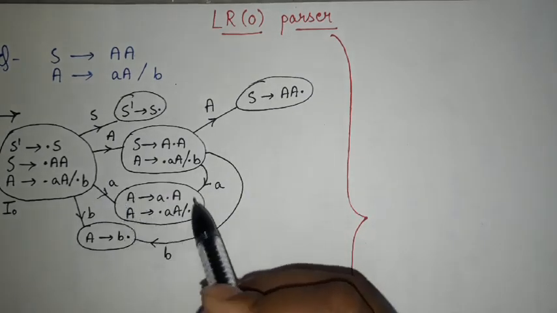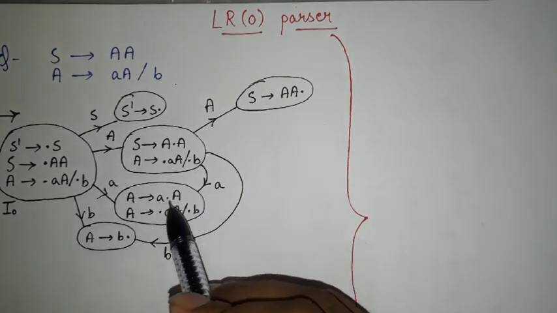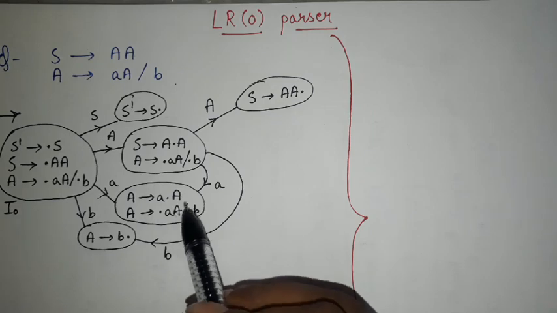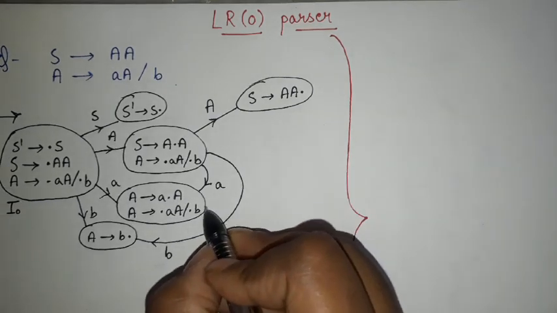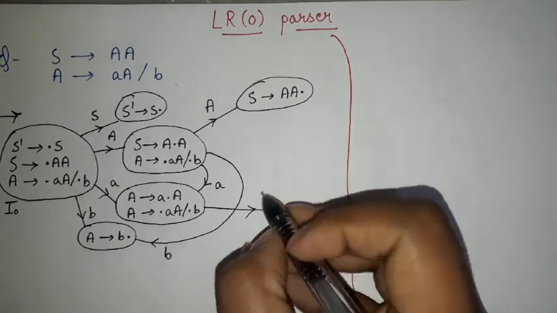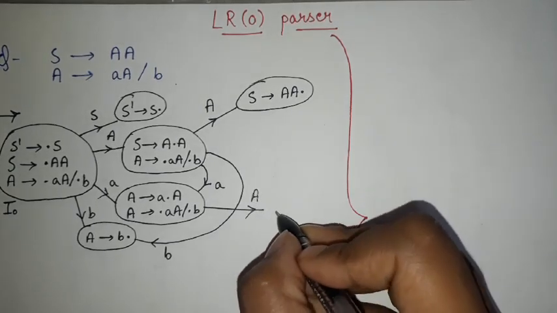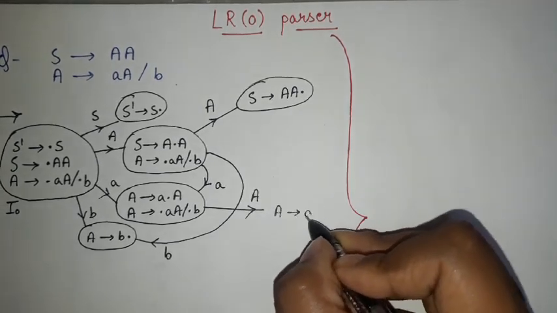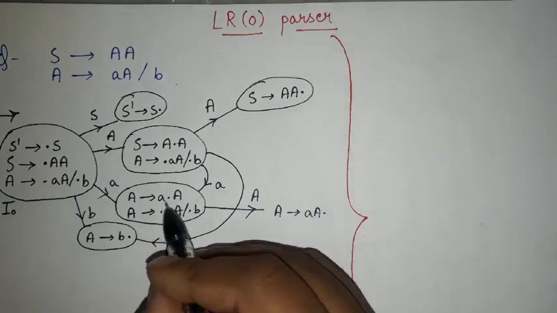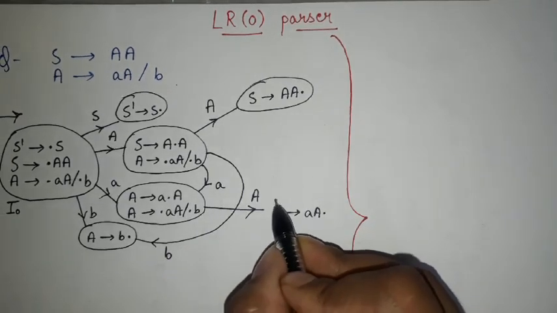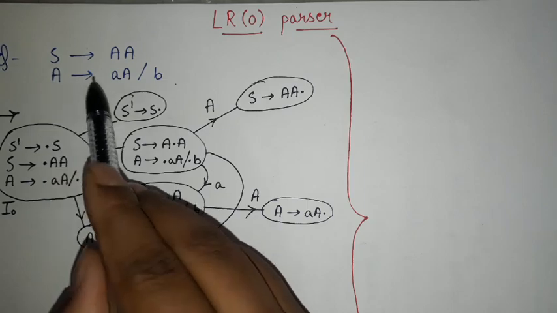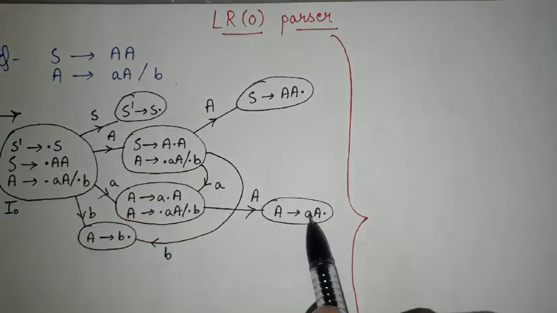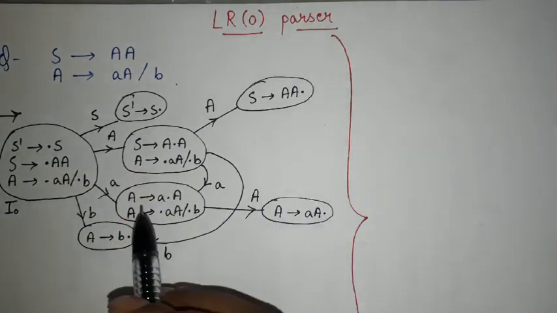Now we have to cover this one. A gives A dot A. So if I parse here after dot, we are having capital A. So I have to make one transaction for capital A. I will get A gives A dot A, with the dot moving one position after. So A gives A dot A. Again, this is my final state of this third one. A gives A dot is a reduced state. Fine. So this is done.